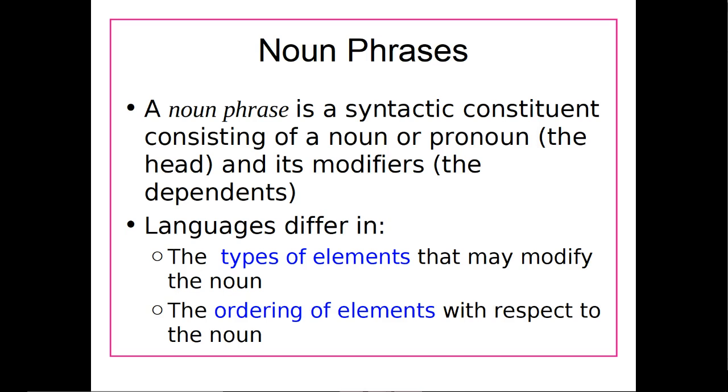Languages are going to differ in what types of elements can modify a noun. In English, we have those ones I just mentioned, but other languages might have other types of things that modify nouns. And languages can also differ in the order of elements with respect to nouns. For example, in English we have our adjectives before our nouns for the most part, but another language might have their adjectives after their nouns.